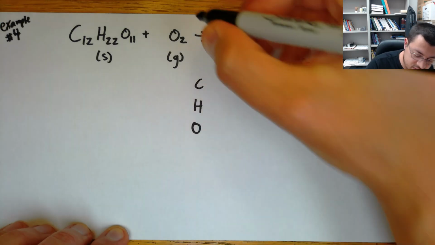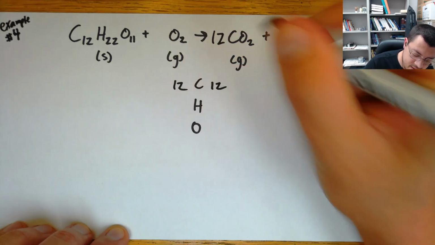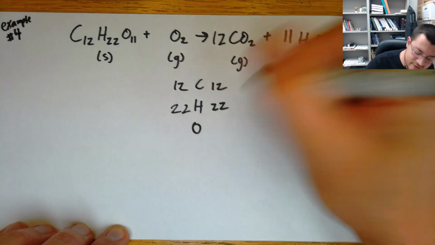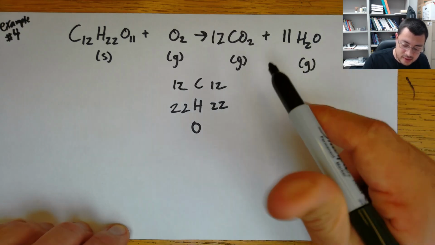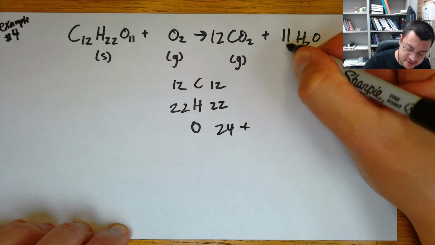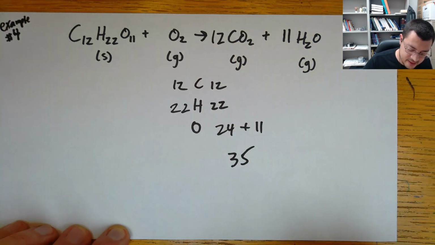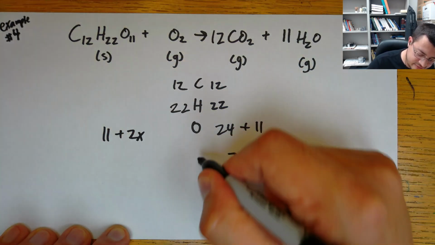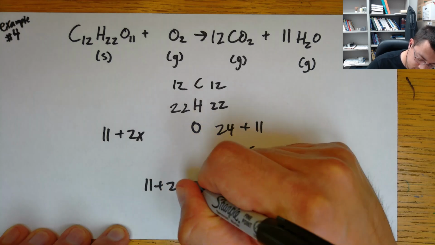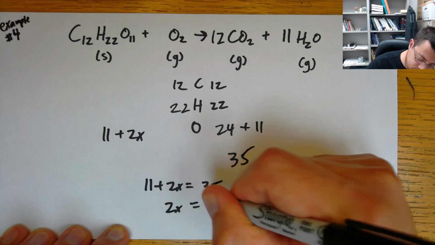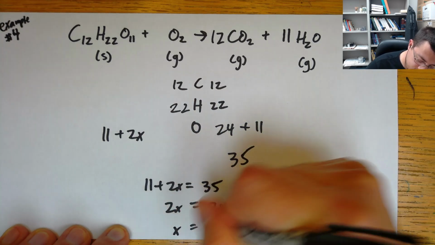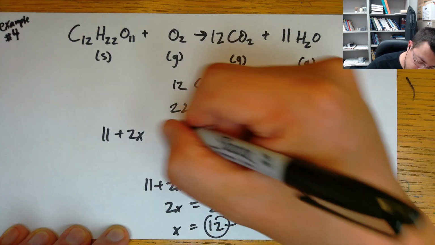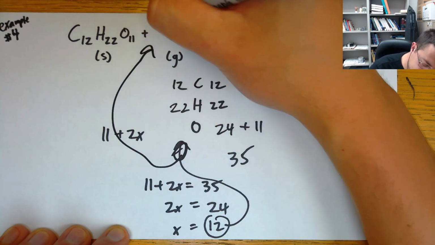All right, 12. I need a 12 there. 22. I need an 11 there. You don't see 11s every day in balanced equations. 12 times 2 is 24, plus 11 times 1 is 11. We got 35 here. So 11 plus 2x has to equal 35. 2x equals 35 minus 11, which is 24. 24 divided by 2 is 12. So to get 35 here, I'd have to put a 12 there.